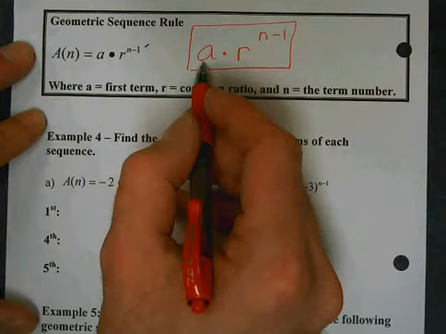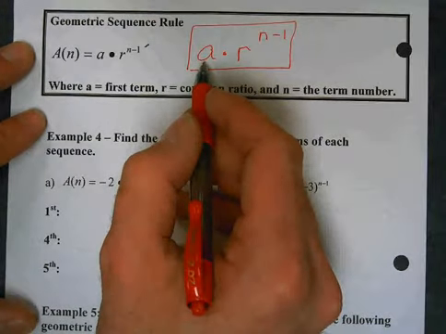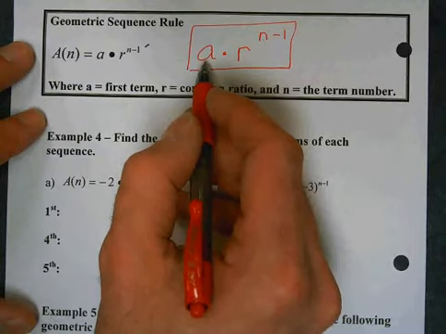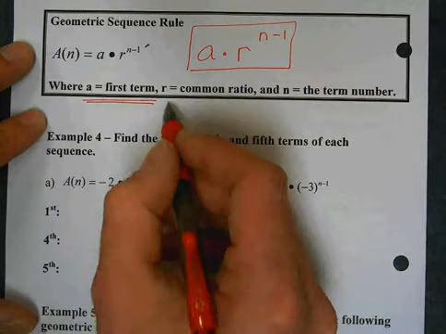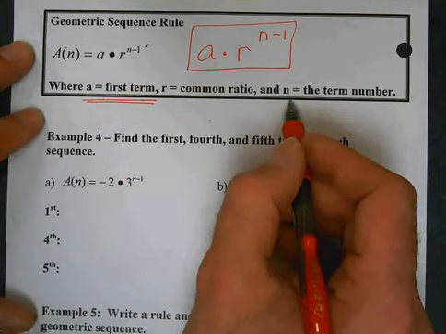From common differences, do you remember what the a stands for? First term. Okay, I've written it down here. That's the first term. Little r is the common ratio, and n is the term number.